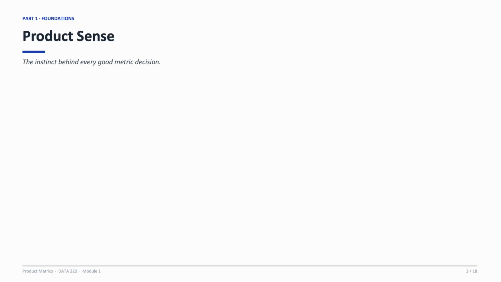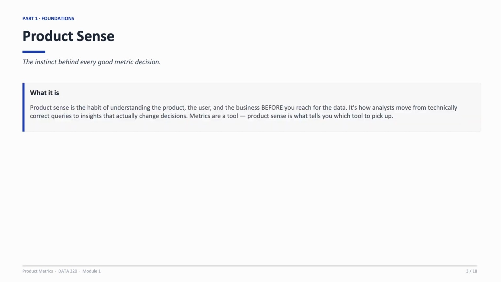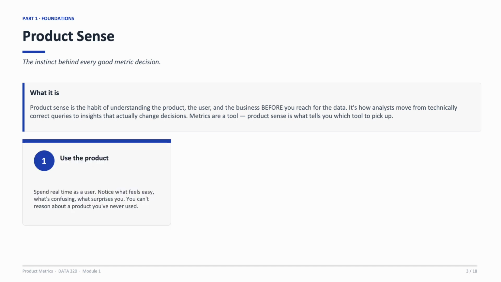Product sense is one of those terms you hear constantly in tech, but rarely see defined clearly. Here's my working definition. It's the habit of understanding the product, the user, and the business before you reach for the data. It's how analysts move from being people who write correct SQL to people who produce insights that actually change decisions. Three habits will build it for you.